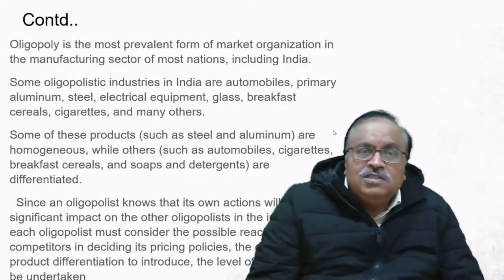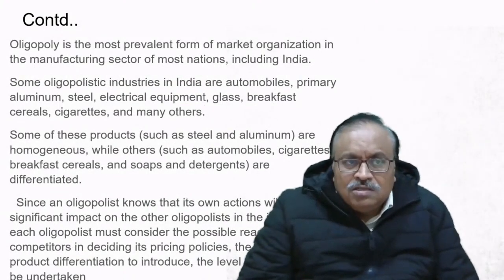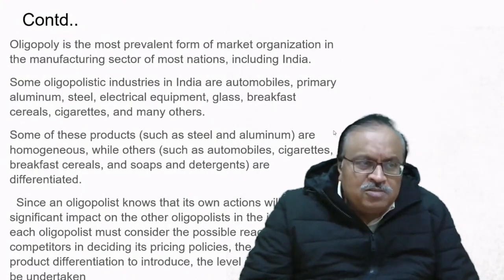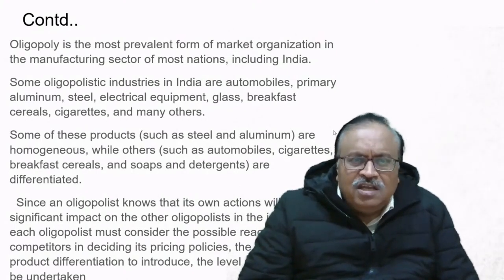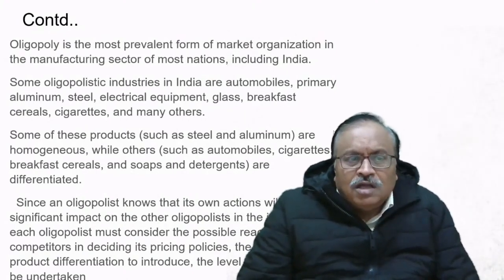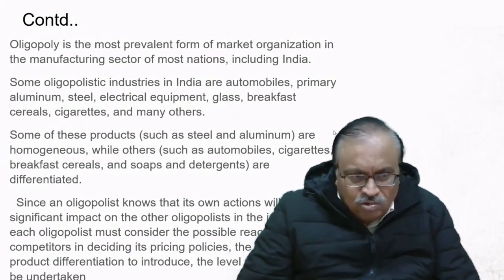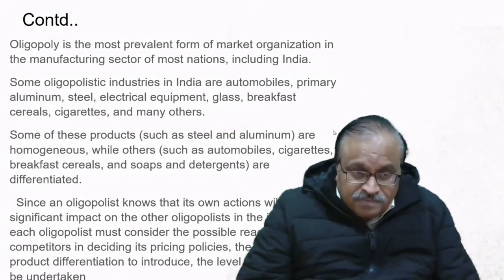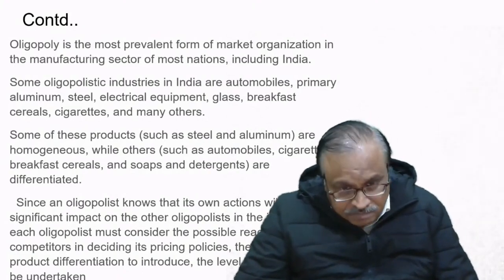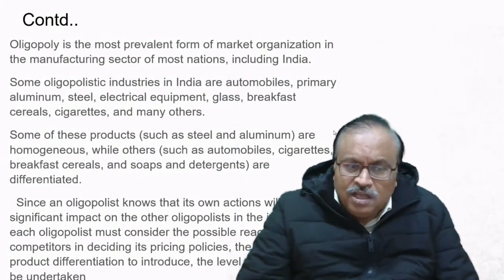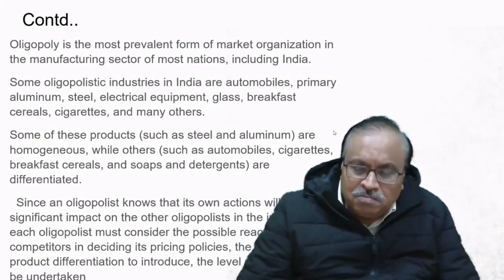Oligopoly is the most prevalent form of market organization in the manufacturing sector of most nations. Some oligopolistic industries in India are automobiles, primarily aluminum. Some of these products are homogeneous: steel and aluminum are homogeneous. And others are slightly differentiated, like automobiles, cigarettes, breakfast cereals, soaps. Since an oligopolist knows that its own actions will have a significant impact on the other oligopolists in the industry, each oligopolist must consider the possible reaction of competitors. That is what we were discussing in our previous slides.